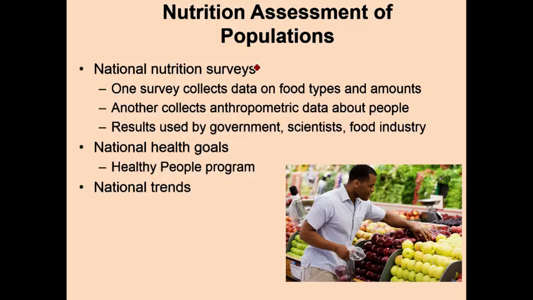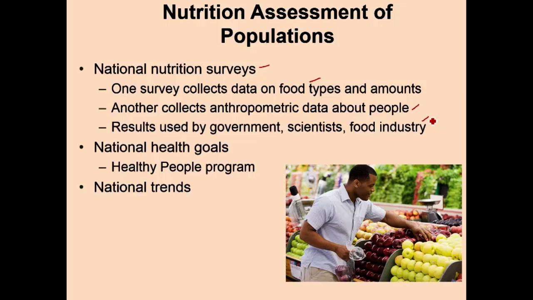What kind of surveys do they do? They can do a national nutritional survey, in which one survey is just going to collect data on the food types and amounts that are being chosen. Another will collect the anthropometric data about people, height and weight. Then this information can be used by government, scientists, or the food industry.